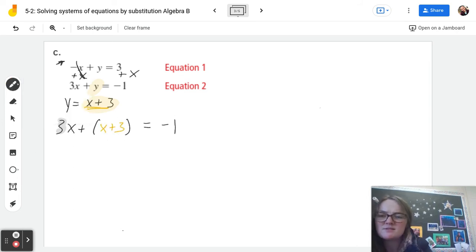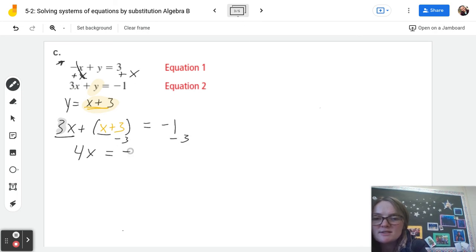Now, we don't really need the parentheses in this instance because we're not using the distributive property, but it is good practice to keep using them in case we have to use distributive. In this case, we don't. So 3x plus x is 4x. I'm going to subtract 3 on both sides, and so we get 4x is equal to negative 4. Divide by 4, and we get x is equal to negative 1.